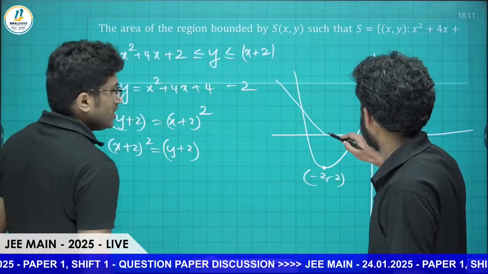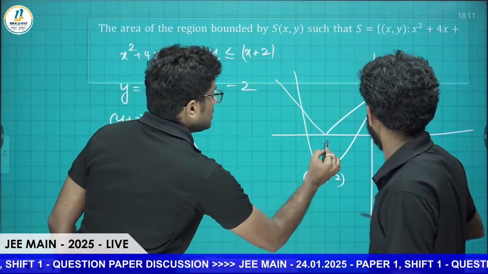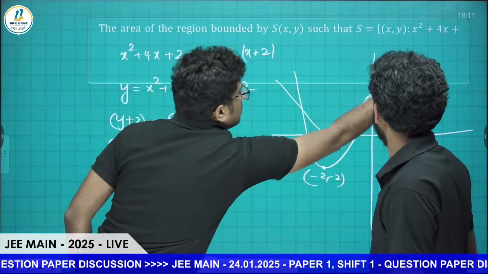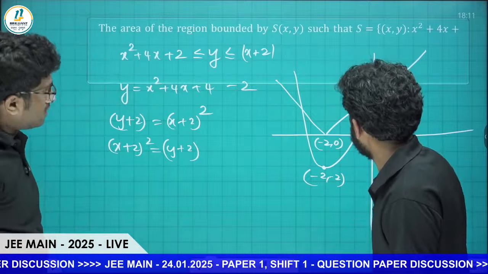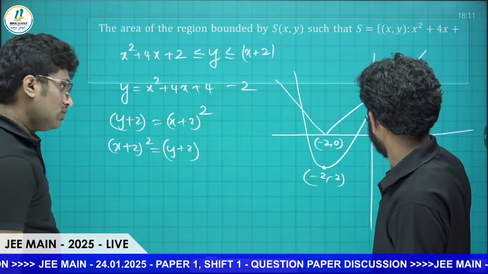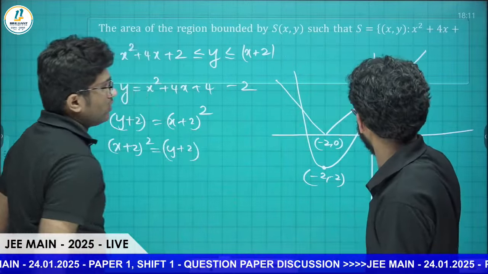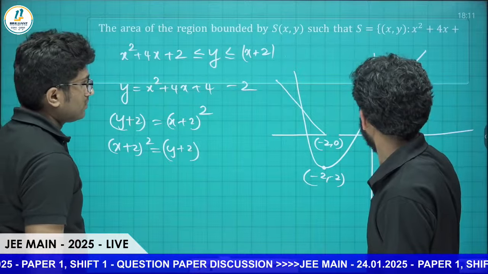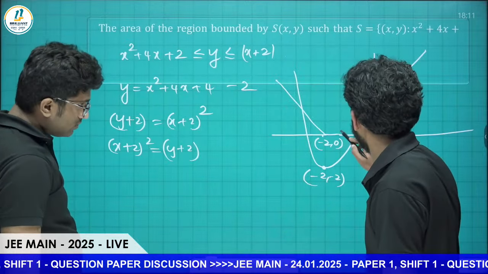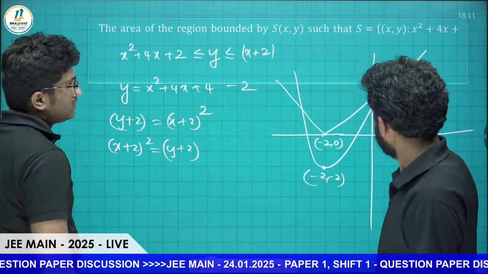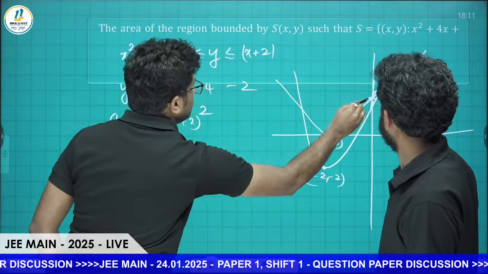At x is equal to minus 2, that is, this is minus 2 comma 0. Yes, sir. And I think it will intersect the y axis, right? That is, it will be like this. Yes, sir. We need to find the area of this.